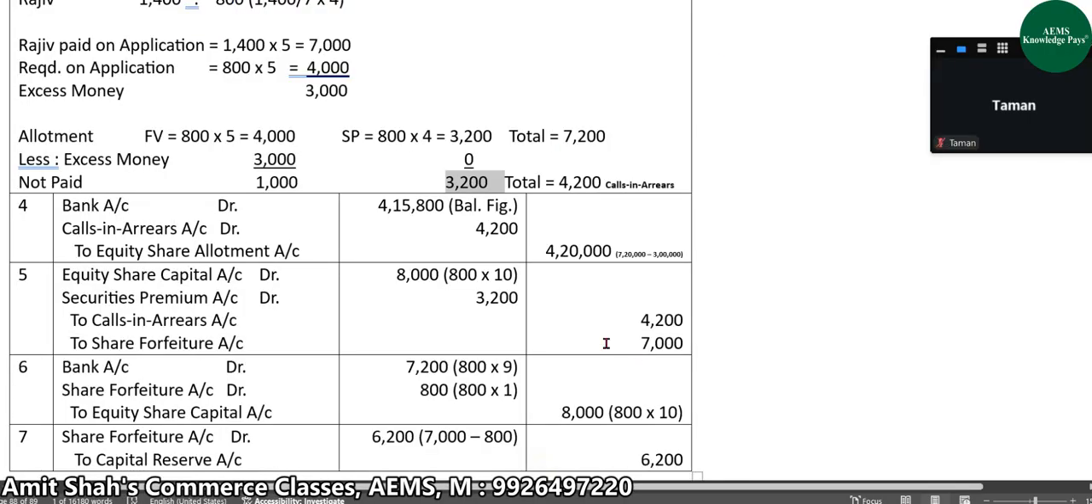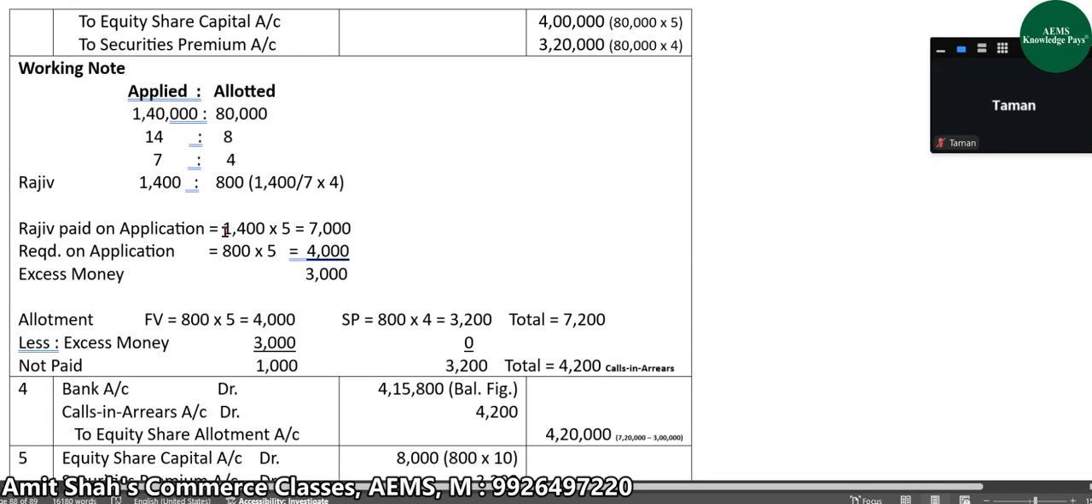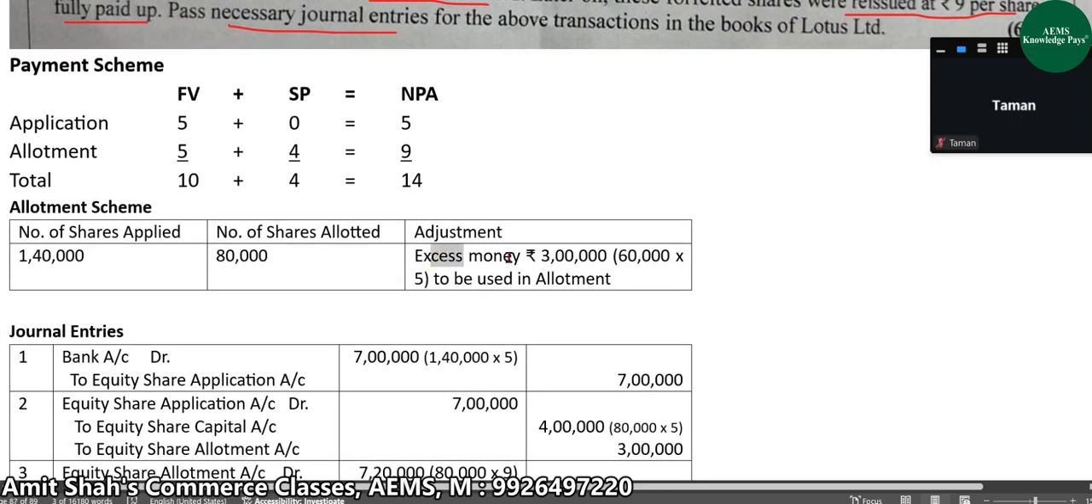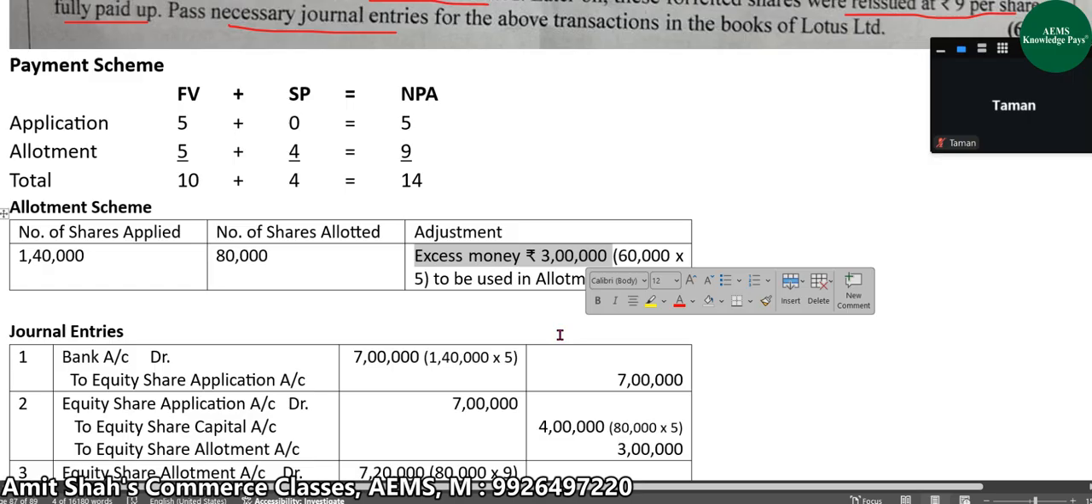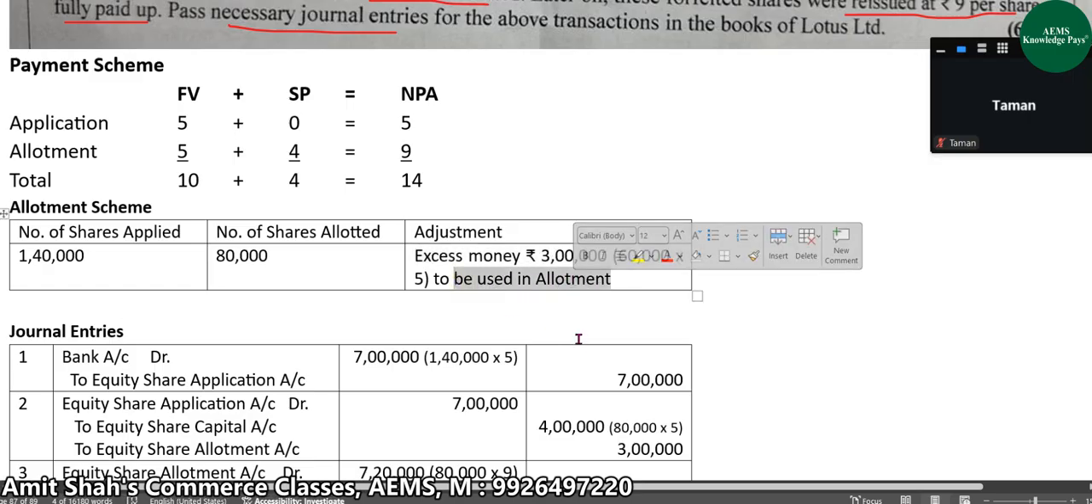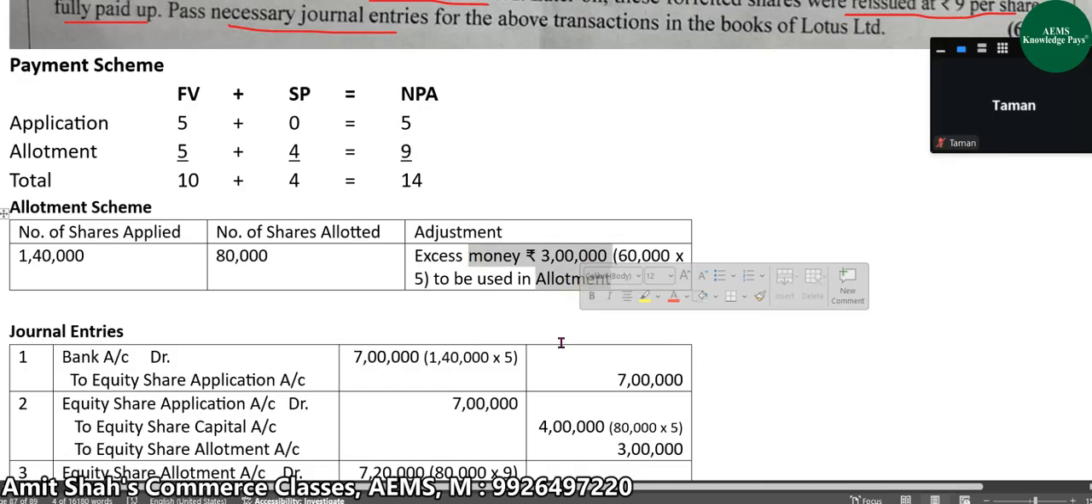Okay, sir. Now, if you see this question, here also we had excess money of 3 lakhs. But why did we say that it would be used only in allotment? Because in allotment we require 80,000 into 9, 7 lakh 20,000. But we have excess money of only 3 lakhs. So we have to use the entire excess money in allotment only, because for allotment also this amount is not enough. That is why the entire excess money we are using in allotment.